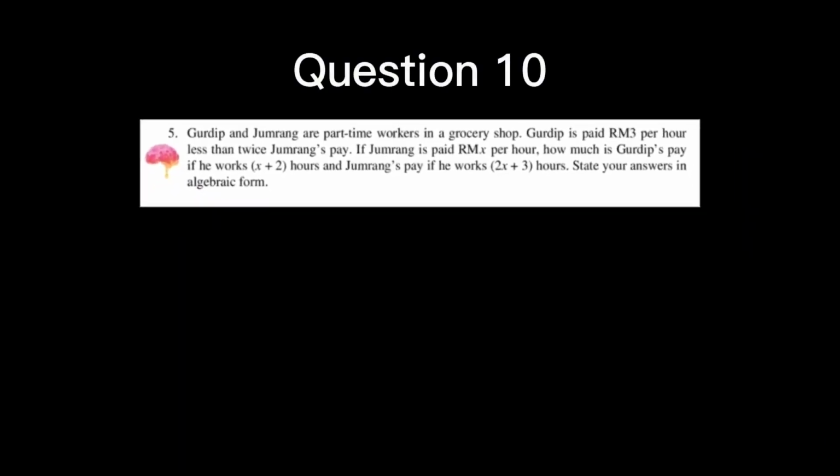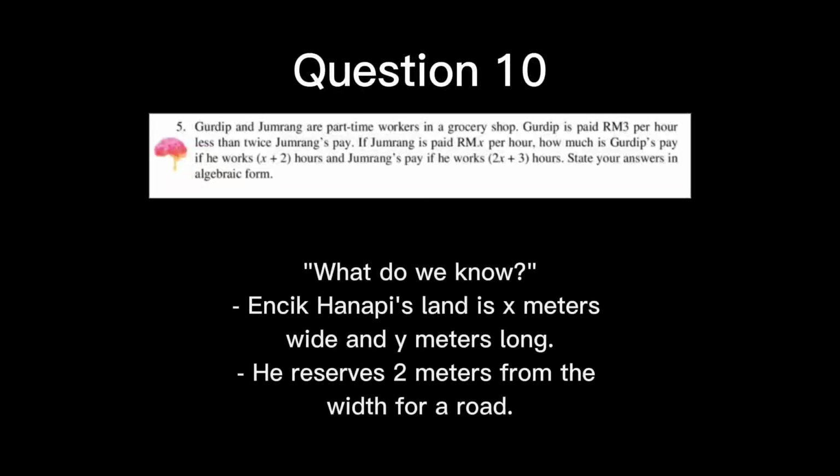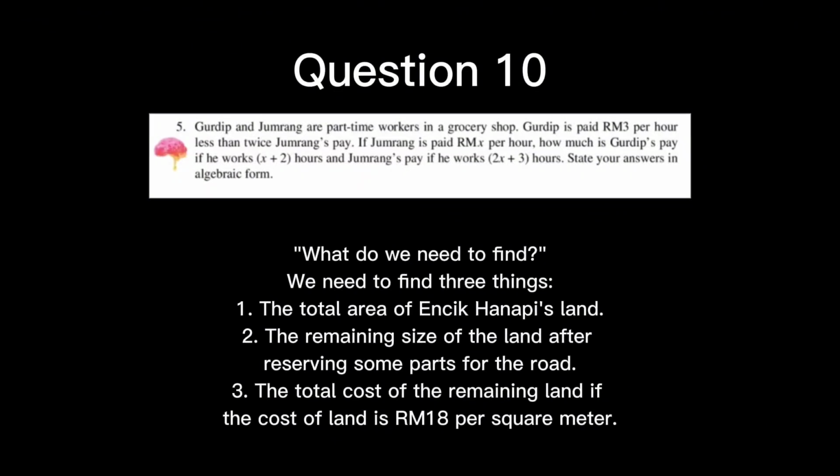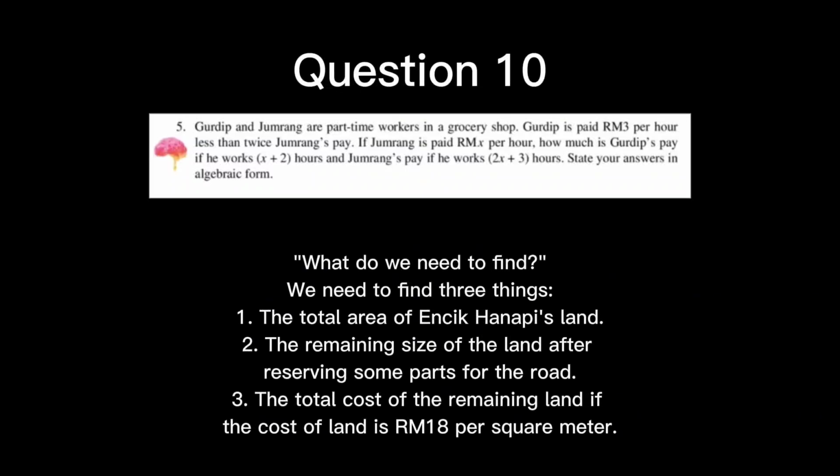Question 10. In Sikanapi's land, what do we know? Sikanapi's land is x meters wide and y meters long. He reserves 2 meters from the width for a road. What do we need to find? We need to find 3 things. 1. The total area of Sikanapi's land. 2. The remaining size of the land after reserving some parts for the road. 3. The total cost of the remaining land if the cost of land is Rm per square meter.